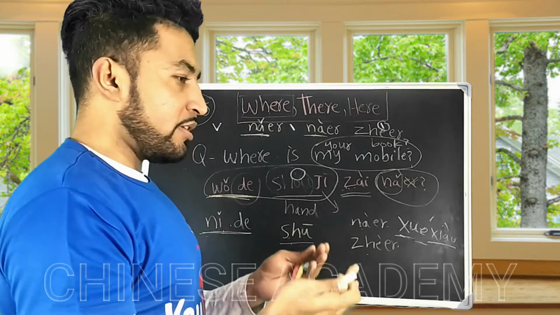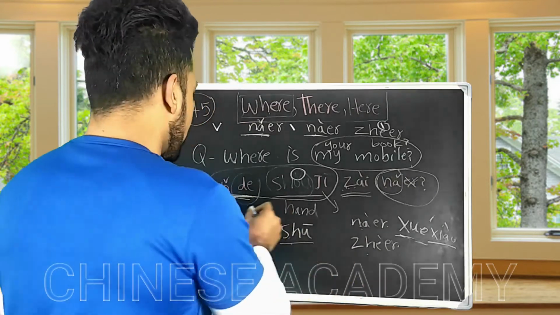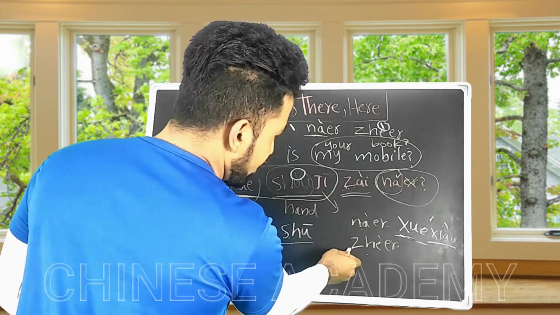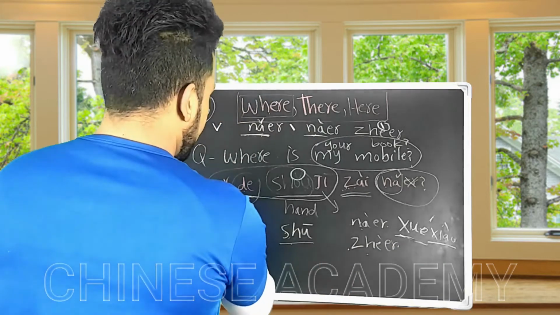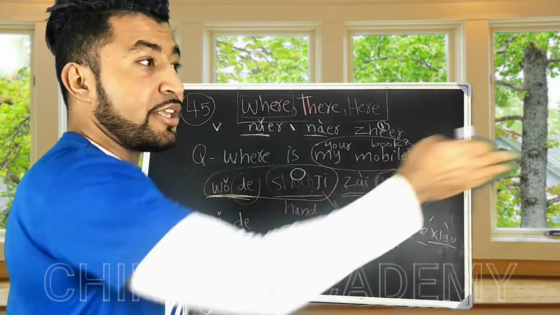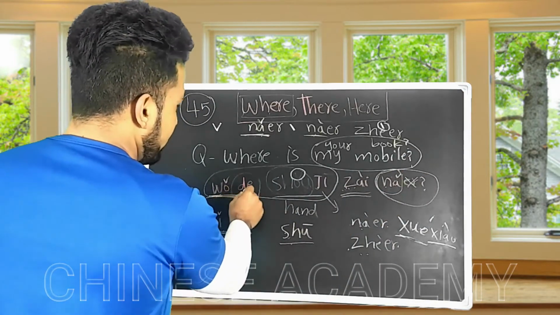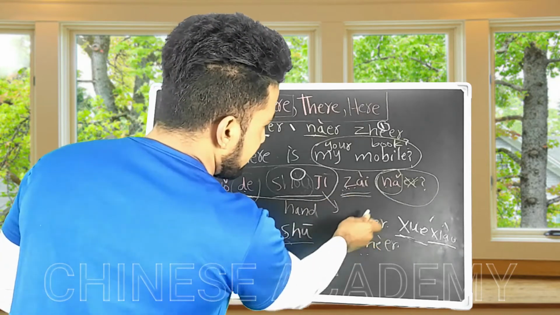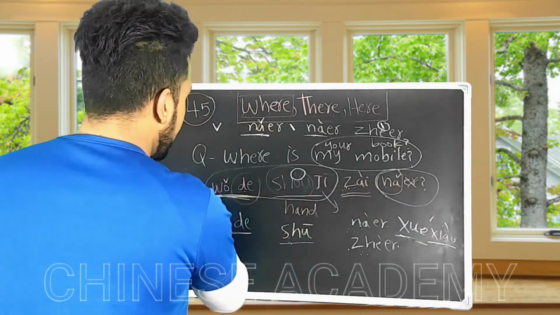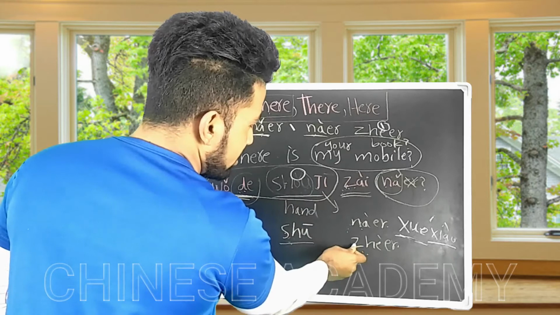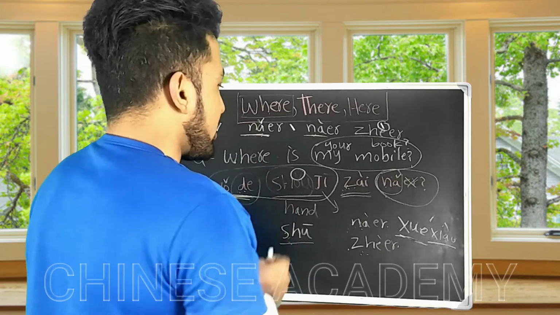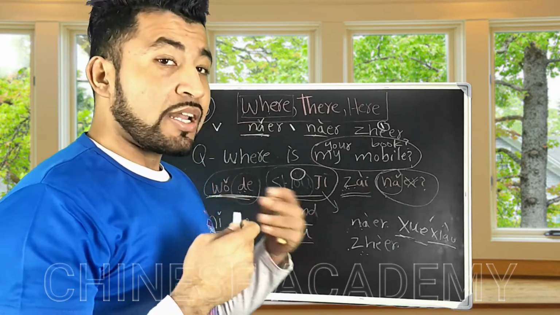So he can answer, for example, if he has his book with himself, 我的书在这儿, which means my book is here. If he's answering us, my book is there, he can answer 我的书在那儿. Yes, there. My book is there. And if he's answering us, my book is in the school, he can answer us 我的书在学校.